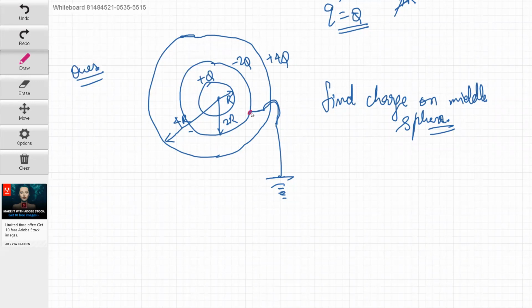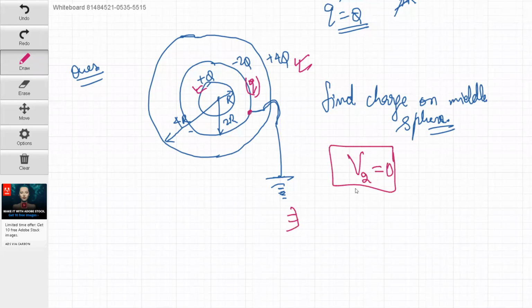So how to do it? Let's say the charge on the middle sphere becomes a small q, because the inner sphere and the outer sphere will have the same charges. This charge is not going to change. Now, the potential of sphere 2 will become equal to 0.